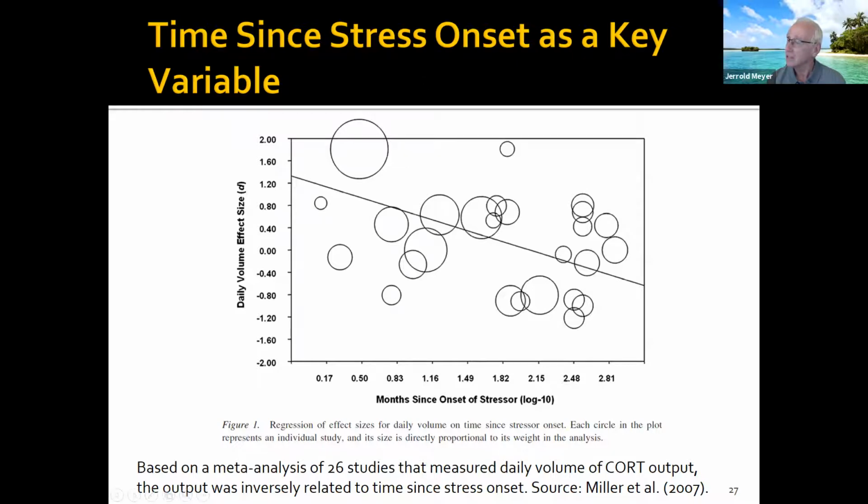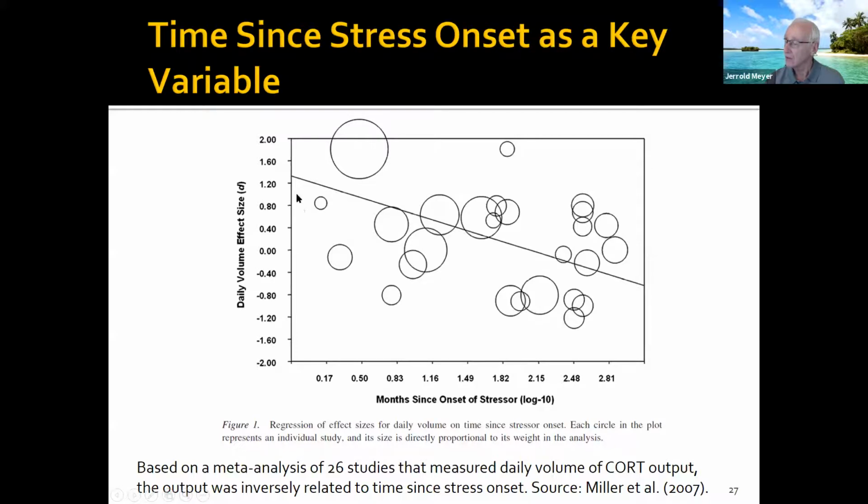And each circle represents one study in the meta-analysis, and the size of the circle corresponds to the weight of that study in the analysis, which is more or less the number of subjects in that study whose data contributed to the meta-analysis. And the key variable here in this graph, there's much more to the paper than just this, but this is what I want to focus on. You can see that this is a log scale.